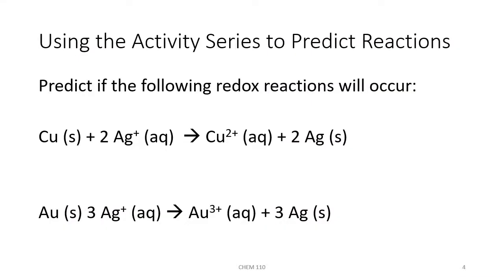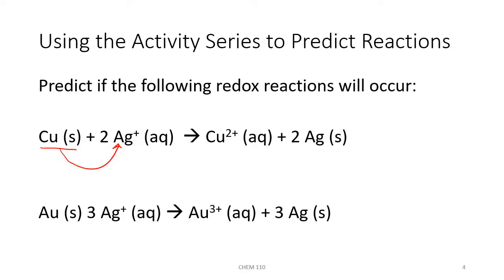Using your activity series handout, we want to determine if the following single replacement reactions will occur. For the first one, we have solid copper and we have aqueous silver ions. We want to know, is copper more active than silver? Can copper get oxidized and cause silver to be reduced?